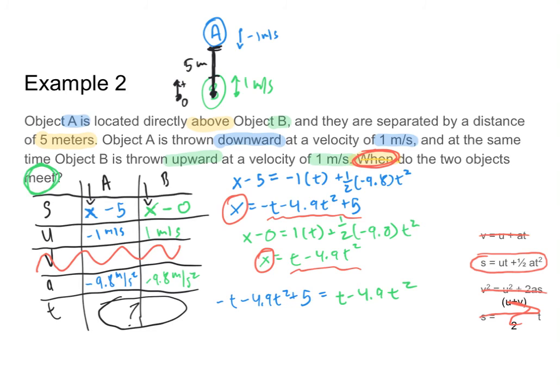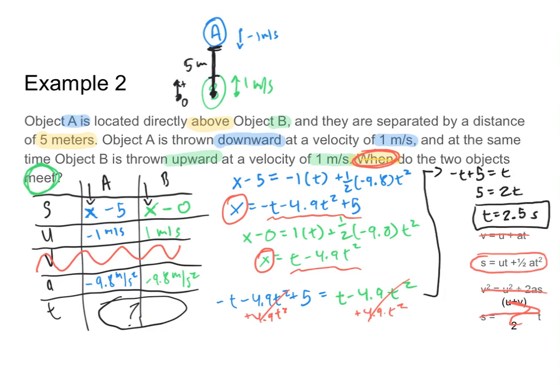This looks really ugly, but what you'll see is both sides have a negative 4.9 t squared. So if I add 4.9 t squared to both sides, that whole thing is going to cancel, giving me a much prettier equation. I'm going to switch this equation to all in black just because it's a little simpler. So what that gives me is negative t plus 5 is equal to t, or 5 is equal to 2t, or t is equal to 5 divided by 2, or 2.5 seconds. And there you go. This is how you can solve a slightly uglier question.